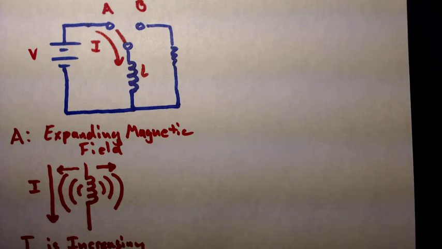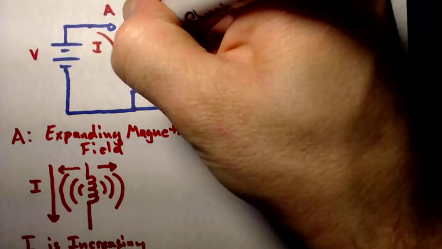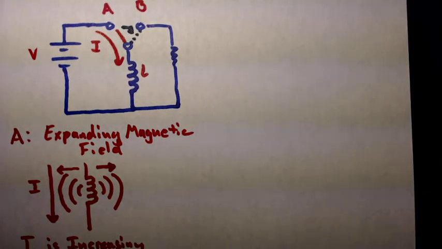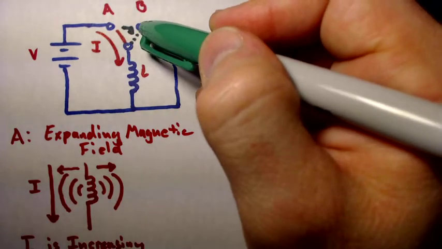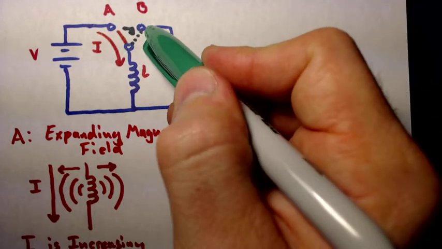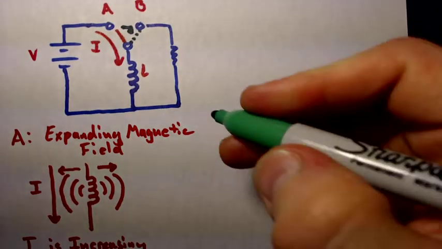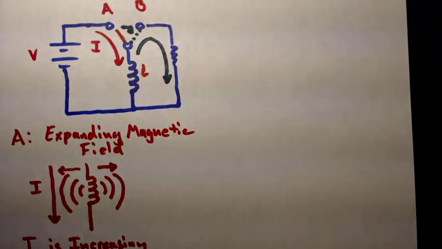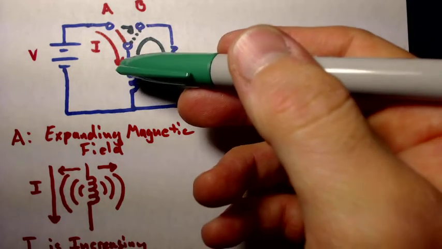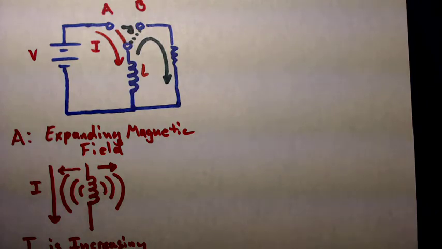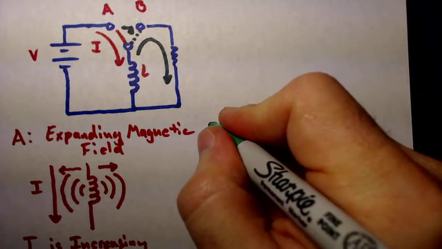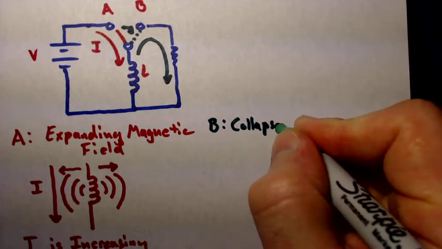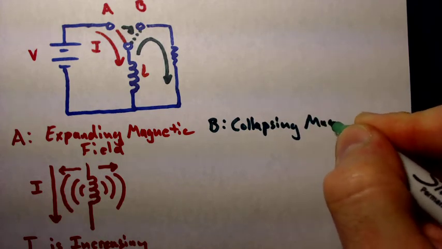So if I draw this now in green, I take my switch and move it in that direction and now make this connection. I've disconnected it from A. Now I've reconnected it to B. I've now given a path for current to go through this resistor and for the magnetic field to collapse. So when we move it to B, we get a collapsing magnetic field.